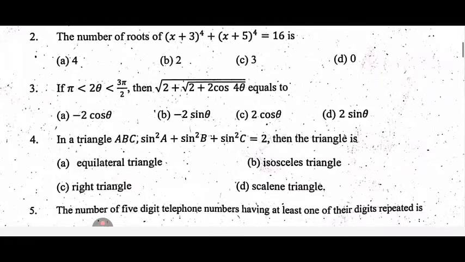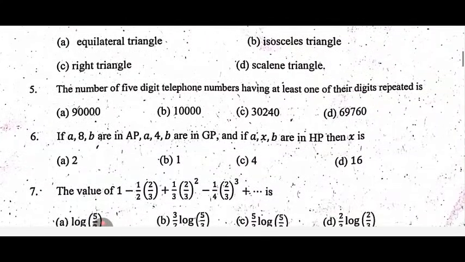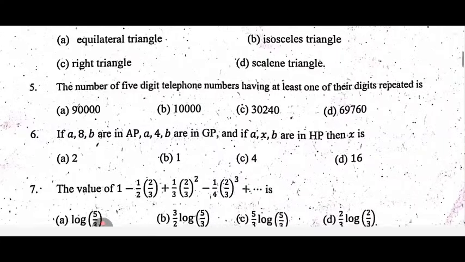Third one, if pi greater than 2 theta less than 3 pi by 2, then root of 2 plus 2 cos 4 theta equals dash. Fourth one, in a triangle ABC, sin square A plus sin square B plus sin square C is equal to 2, then the triangle is dash. Fifth one, the number of 5-digit telephone numbers having at least one of the digits repeated is dash.